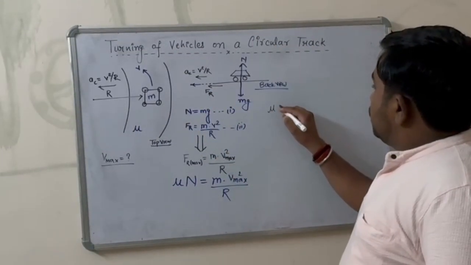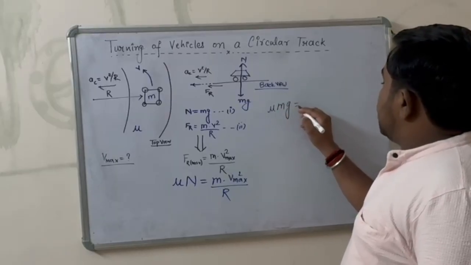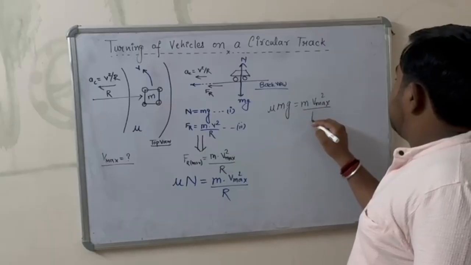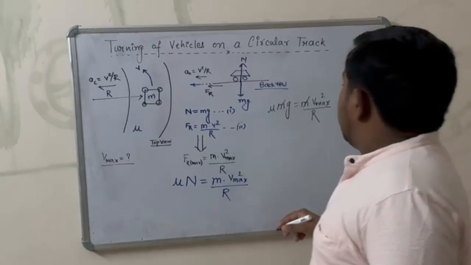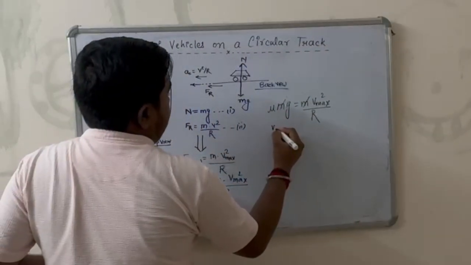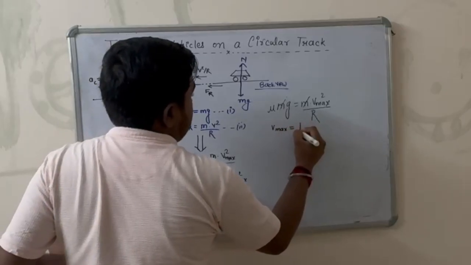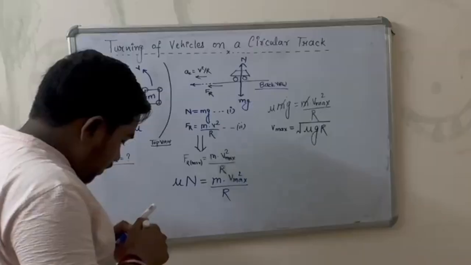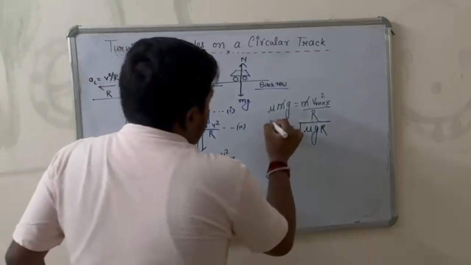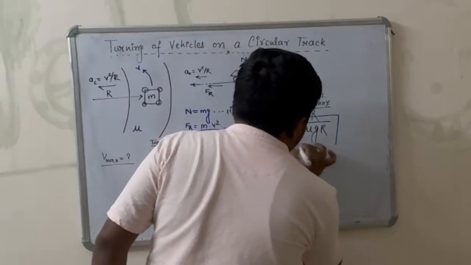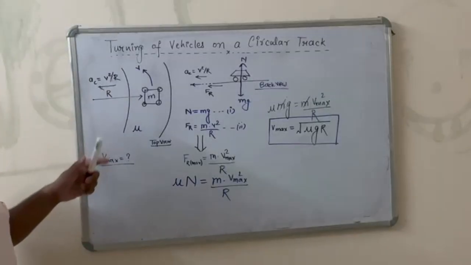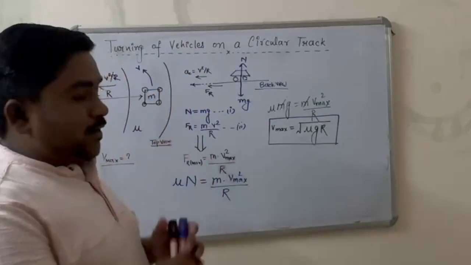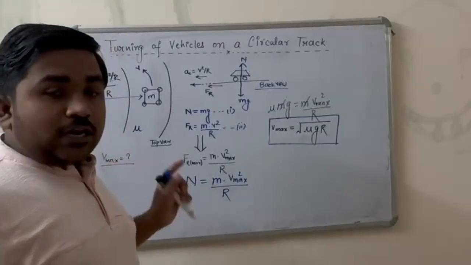So this is mu into m into g, that will be equal to m into Vmax square divided by R. This m will cancel. And from here, I get the maximum velocity of this car as square root of mu g r. So this is the maximum velocity at which this car will take a safe turn on this particular circular track. Now note that this was a rough circular track.